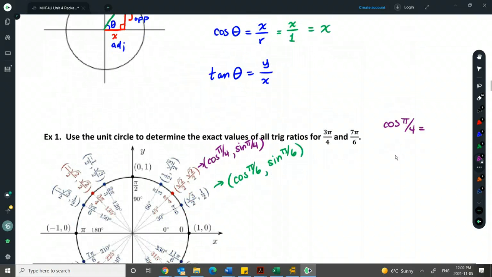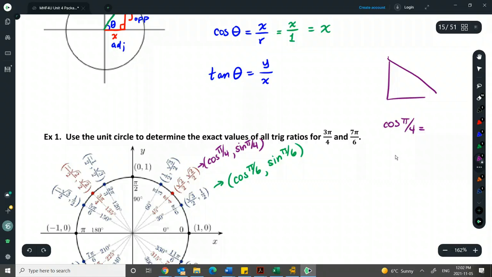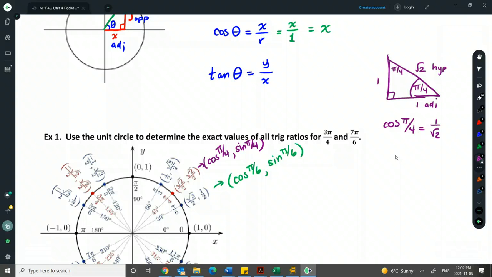If we looked at our special triangle, here's our special triangle for pi over 4. Sam? So 1 over square root of 2, right? Because if this is adjacent and this is hypotenuse, this is 1 over root 2. So where does root 2 over 2 come from? How come that's being plugged in for cos of pi over 4?